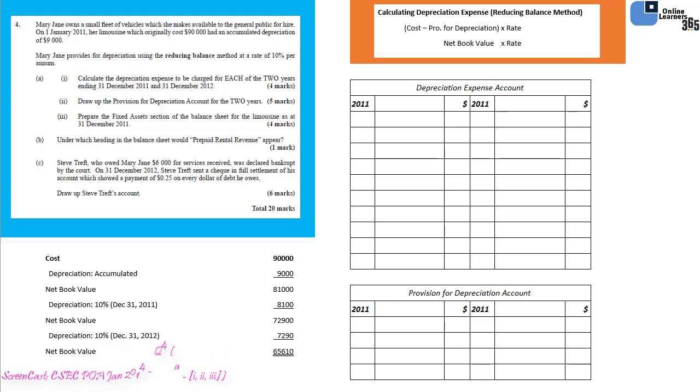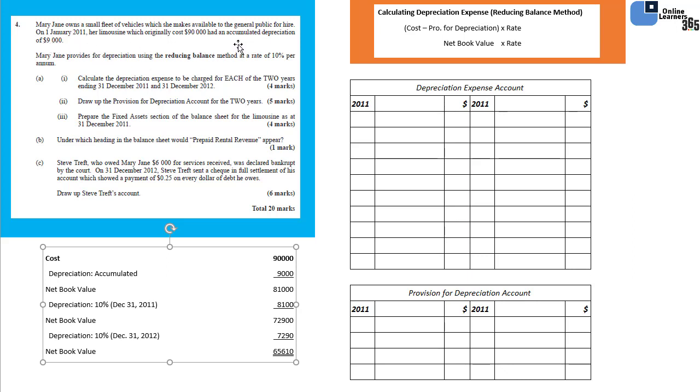Alright, it reads, Mary Jane owns a small fleet of vehicles which she makes available to the general public for hire. On 1st January 2011, her limousine, which originally cost $90,000, had an accumulated depreciation of $9,000.